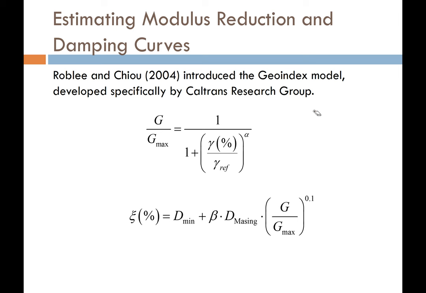The damping curves are similar, though we have a minimum damping value. We have this, that's min damping, I believe. And then we have this coefficient that comes from the testing or the data. And then we have this Masing damping coefficient.